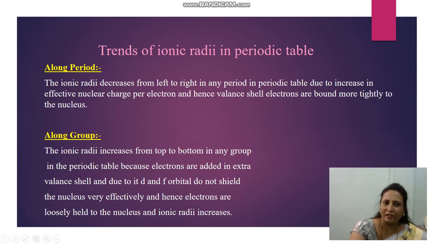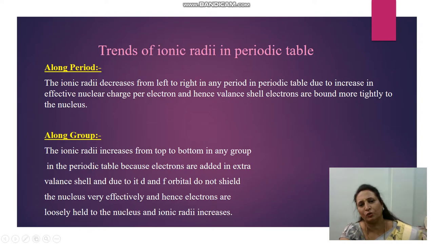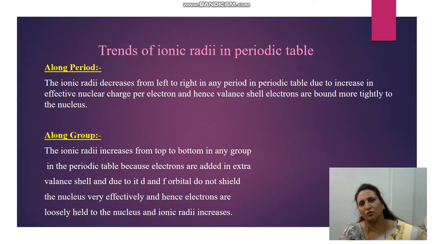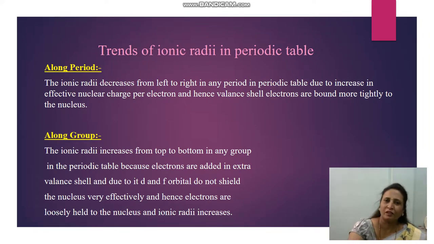Along a group, ionic radii from top to bottom in any group increase. Again this is because of the addition of a new shell and also the shielding effect, which is a poor one when we travel from top to bottom. The last electron is loosely held, not tightly bound with the nucleus, and that's why the size goes on increasing when we travel top to bottom in any group.